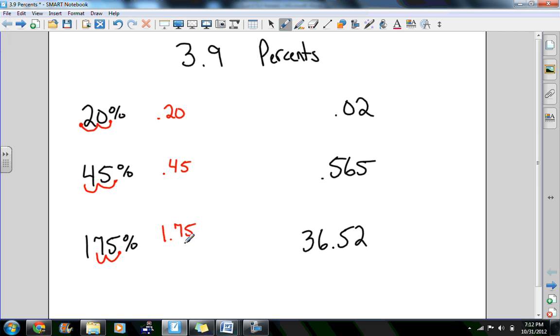Now in the exact reverse, if you have a decimal and you're turning it into a percentage, you take this and you move it twice. And so 0.02 turns into 2%. 0.565 would turn into 56.5%. And this one actually turns into 3,652%. Pretty massive percent. How'd you like that to get your pay raise? We're going to increase your pay by 3,000%. That would be pretty awesome.